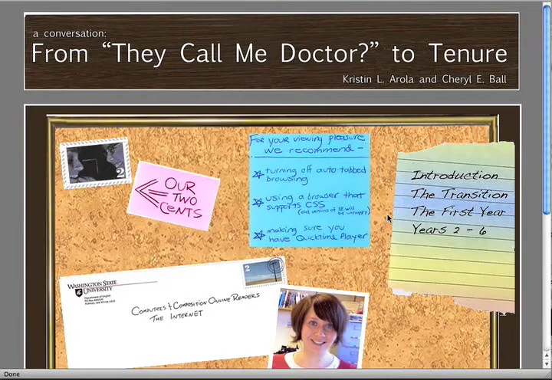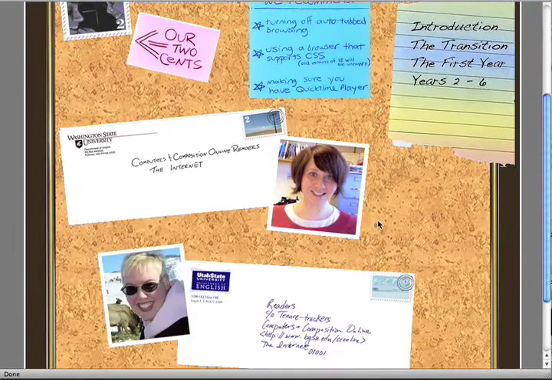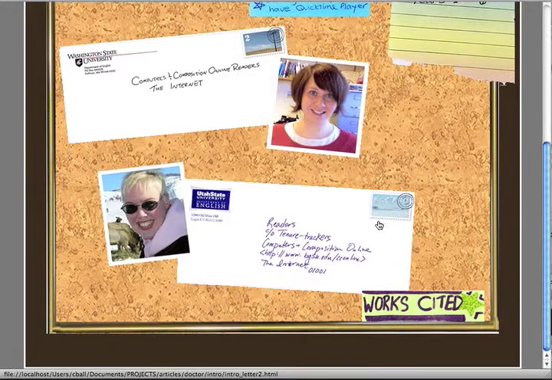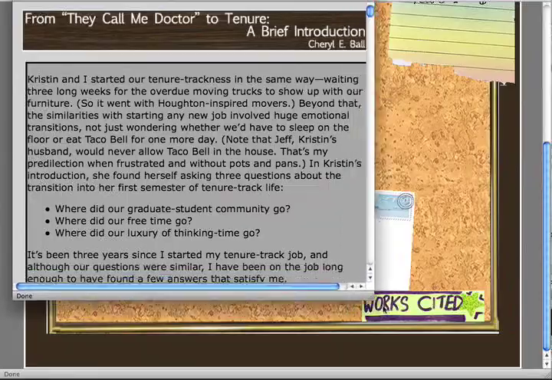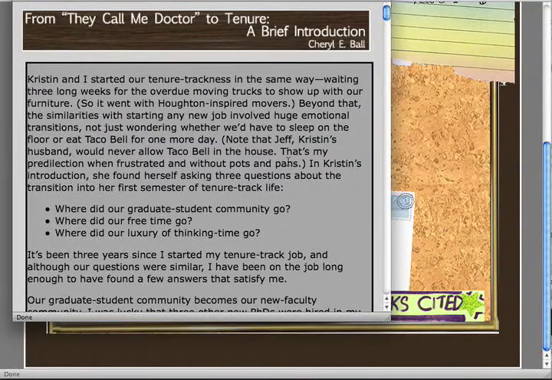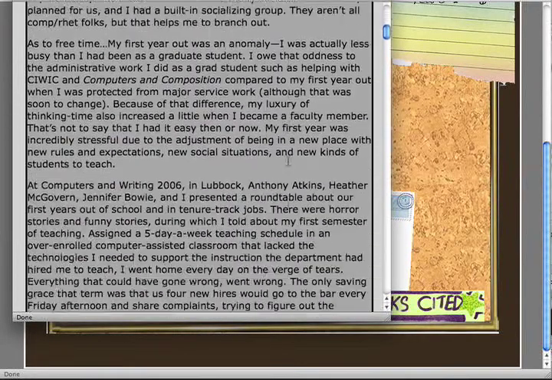For instance, here's an invited piece that I co-authored with Kristen Arela. We wrote and designed the piece. It includes on the blue post-it note some viewing recommendations and navigation instructions. It also includes more traditional components of scholarly articles, such as the work cited, which you can link to from the bottom. All of the images are image maps where you can click on them and get to more information, including this linear introduction that I wrote to the piece.